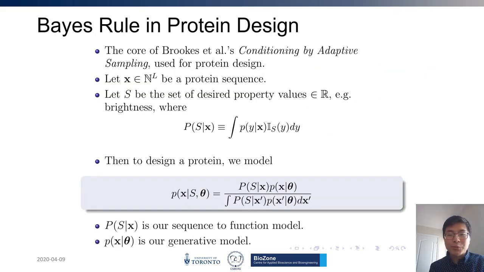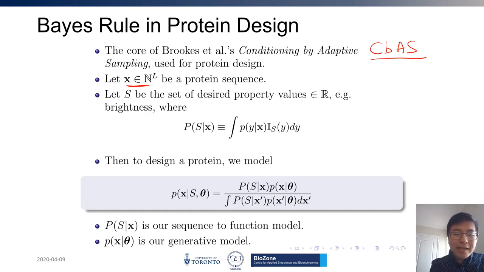Finally, we get to using Bayes' rule in protein design. And this is at the core of this algorithm CBAS written by David Brooks. So conditioning by adaptive sampling, short form CBAS. Okay, let's look at the notation. We're going to let X be a vector of length L. Each element is a natural number that represents an amino acid. So in our case, each element is an integer from 1 to 20, one of the 20 amino acids.